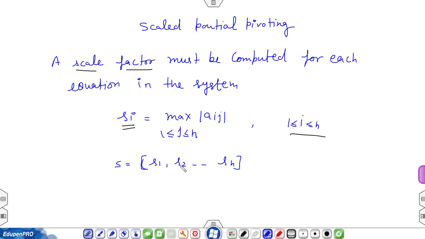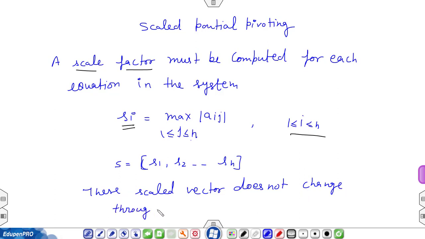So S1, S2, S3, Sn are the scale factors associated with rows 1, 2, 3 and n. Note that this scale vector does not change throughout the procedure.